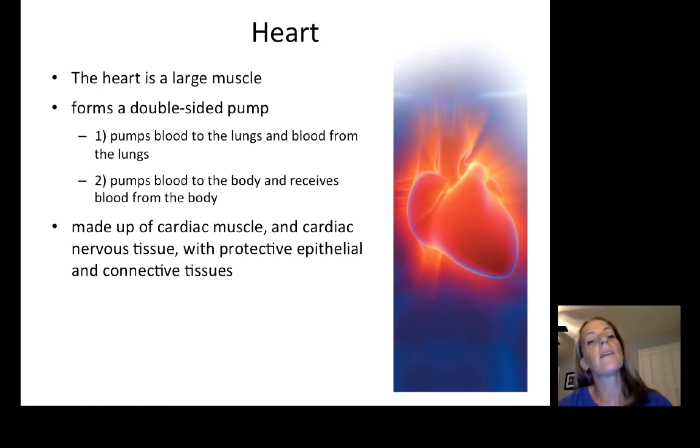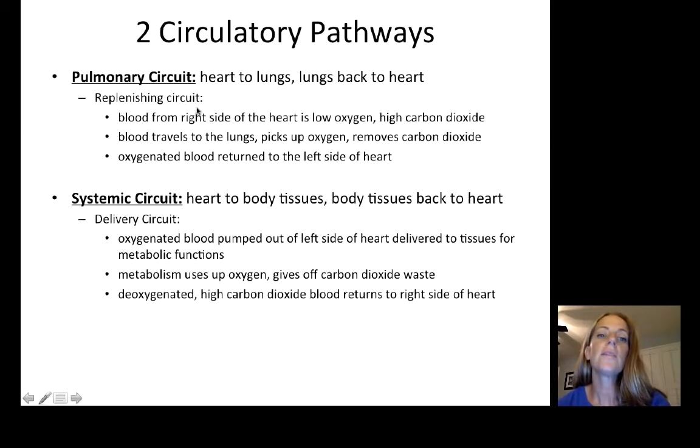The heart is a large muscle. It forms a double-sided pump. One side of the heart pumps blood to the lungs. One side of the heart pumps blood to the body. The heart is made up of specialized cardiac muscle tissue, but it also contains nervous tissue and protective epithelial and connective tissue layers. These two sides of the heart make up two circulatory pathways.